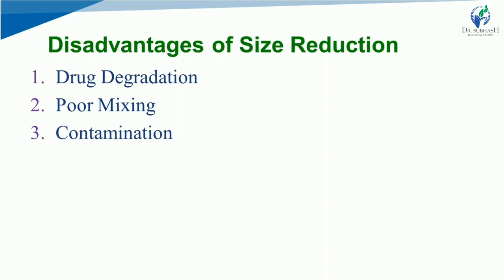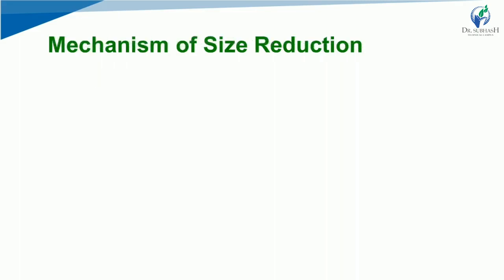So as you can see, by studying this much advantages, disadvantages, the importance of size reduction is so profound that it is used in production of all dosage forms such as tablet, capsule, suspension, emulsion, injections and galenicals. The principle of size reduction, construction and working you will study in this chapter. So study very nicely. But first of all, you have to study mechanism of size reduction.